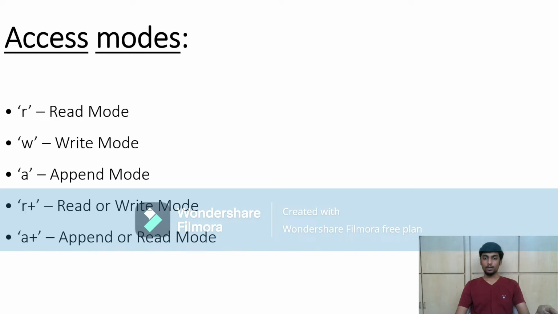R, small r, which is read mode. Read mode is used only to read data from the file. Small w, which means write mode. This mode is used when you want to write data into the files. And A, append mode. Append mode is used to append data to the file. R plus mode means read or write mode. And the last one is A plus mode. It is append or read mode.